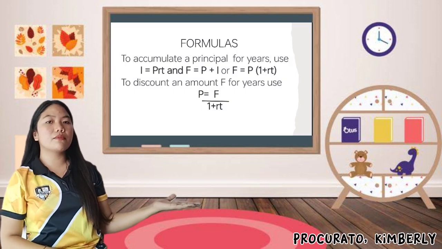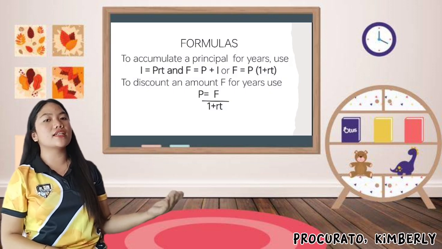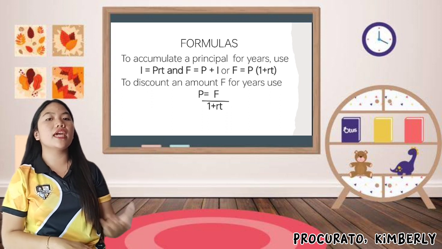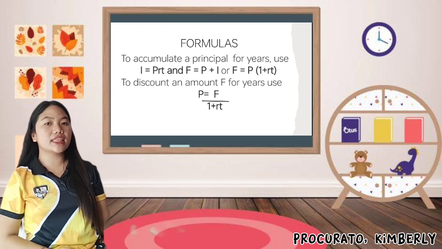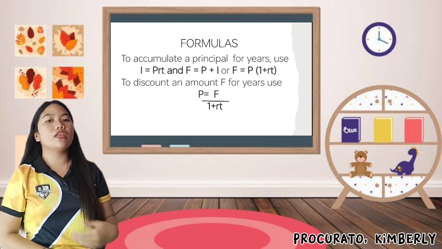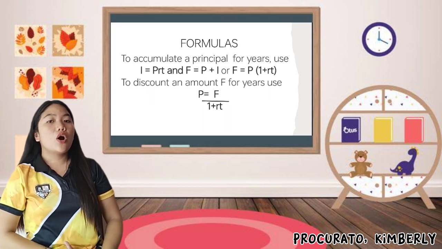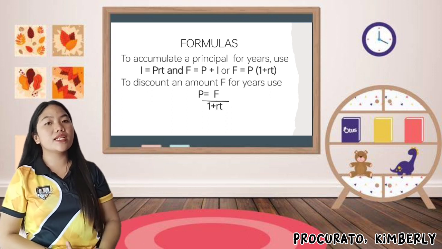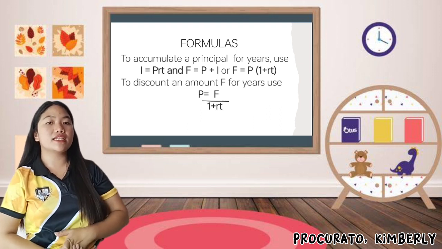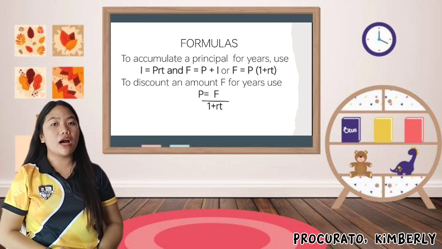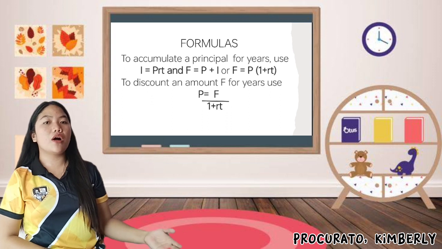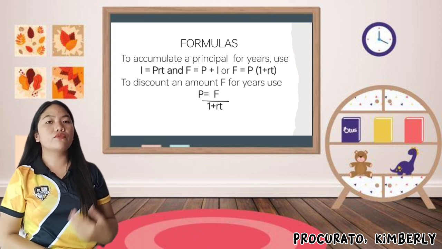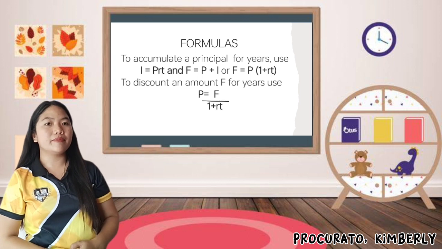So, these are the formulas of accumulation and discount at simple interest. So, to accumulate a principal for t years, use interest equals principal times rate times time, and final amount equals principal plus interest, or final amount equals principal, open parenthesis, 1 plus rate times time, close parenthesis. So, to discount an amount for t years, use principal equals final amount over 1 plus rate times time.